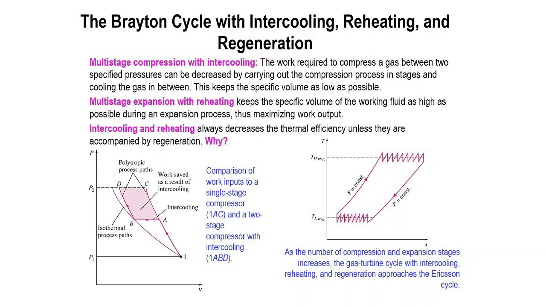So multi-stage expansion with reheating keeps the specific volume of the working fluid as high as possible during an expansion process, and thus maximizing the work output. So we have intercooling and reheating, because it always decreases the thermal efficiency unless they are accompanied by regeneration. So bear in mind why we need the regeneration.